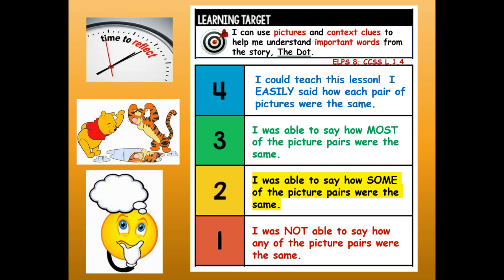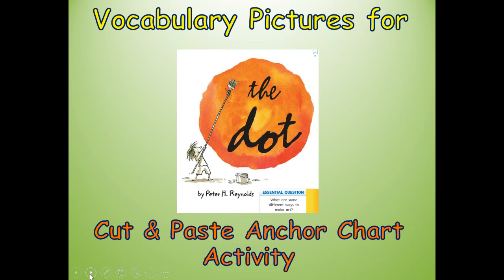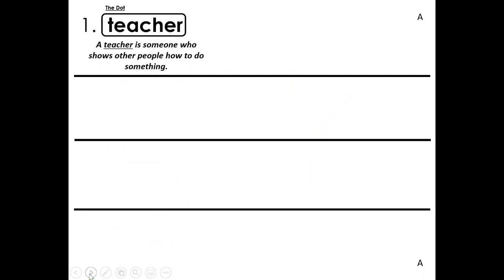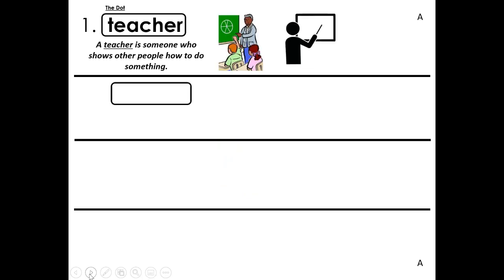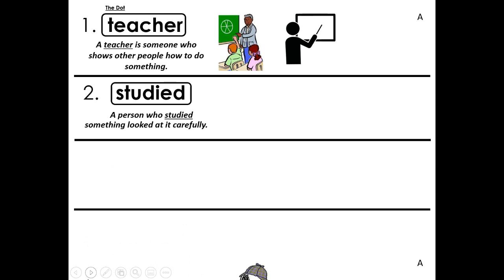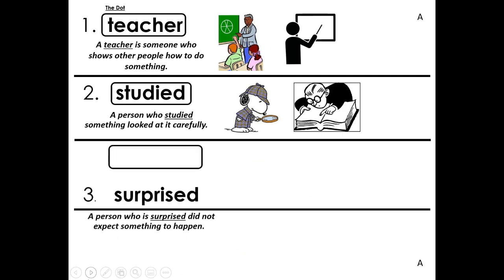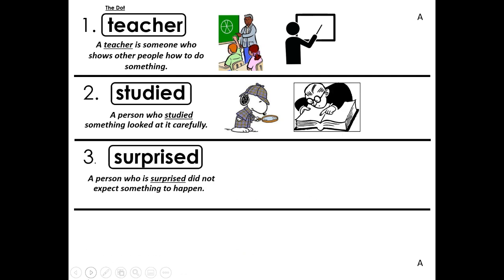So again, our goal, boys and girls, is to get a 3 or a 4. If you didn't, that's okay. Just try to get it next time. All right, thank you. And before we go, we're going to review the vocabulary pictures and words. The word is teacher. A teacher is someone who shows other people how to do something. Number 2, studied. A person who studied something looked at it carefully. Number 3, surprised. A person who is surprised did not expect something to happen.